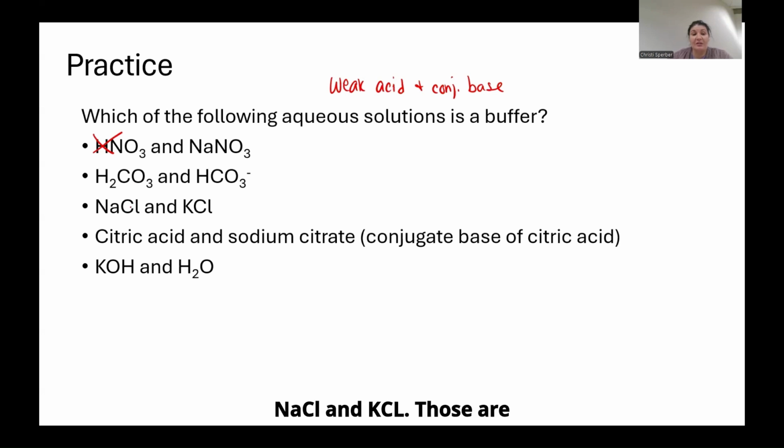NaCl and KCl, those are salts. Citric acid and sodium citrate. Citric acid is a weak acid, and the conjugate base of citric acid is sodium citrate. So this is a buffer. KOH and H2O. KOH is a strong base, and H2O is not even a conjugate acid of the base.